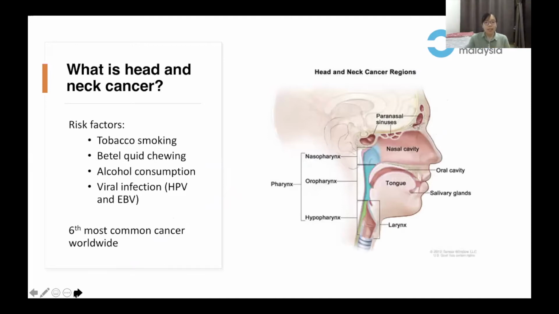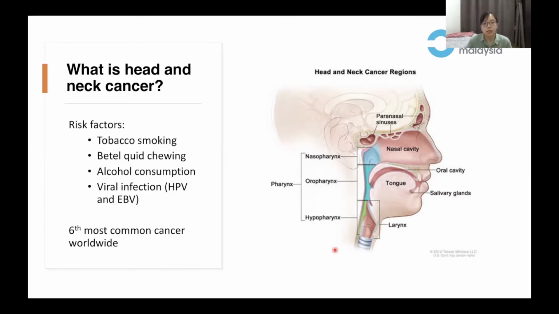So what is actually head and neck cancer? It's a group of cancers that arise in the head and neck region. Some of the typical sites include the nasal cavity, the tongue, salivary glands, the oral cavity, and so on, which is indicated in this image here. So what are the risk factors associated with this type of cancer?